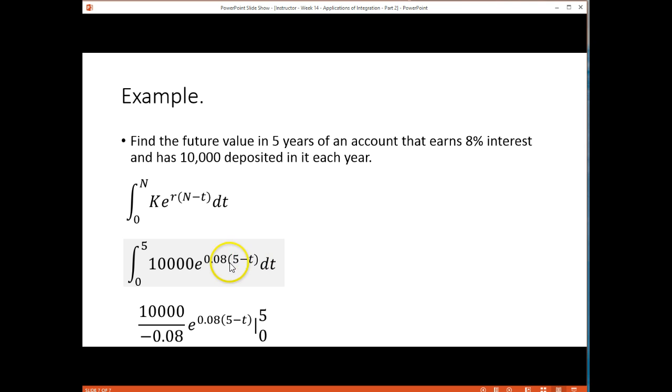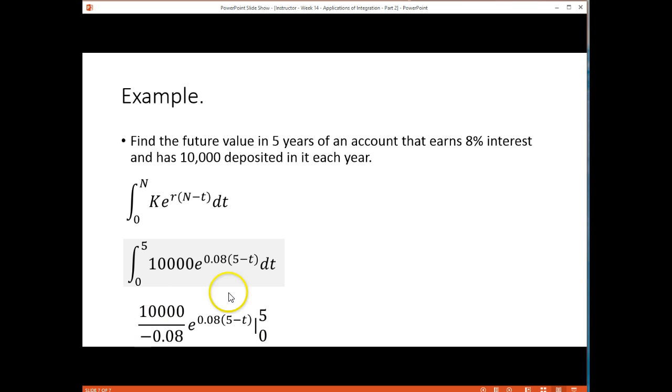The constant I'm multiplying my variable by is actually negative 0.08. The 0.08 from out front, the negative from in front of the t, so I'm going to multiply by 1 over that constant, or just put it under the 10,000. So 10,000 comes down, negative 0.08 from the coefficient of t in here, and then the e function stays the same, e to the 0.08 times 5 minus t, and I'm going to evaluate this from 0 to 5.